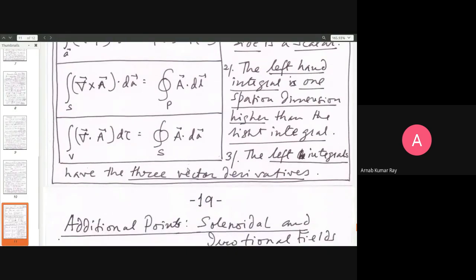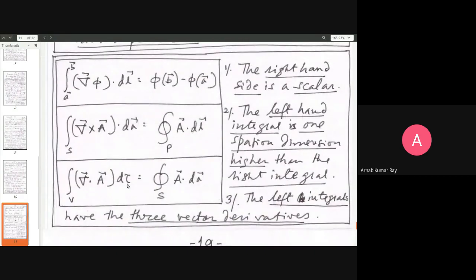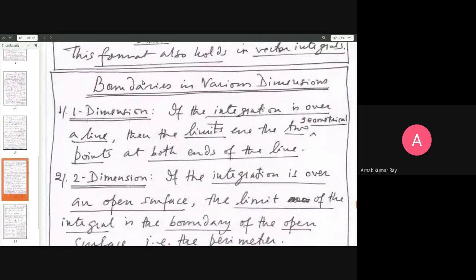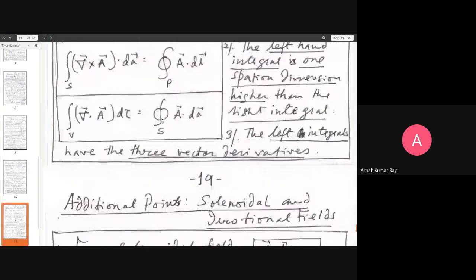Right, so the left integrals have three vector derivatives. That's the important point. Gradient, curl, divergence, all the three vector derivatives. So it is the derivative of a function over an element equals, one dimension lower, the collapse of the function at the boundary of that element. See that feature also holds here, right? df dx, and then it's the collapse of the function at the two limits. So that is how it goes.